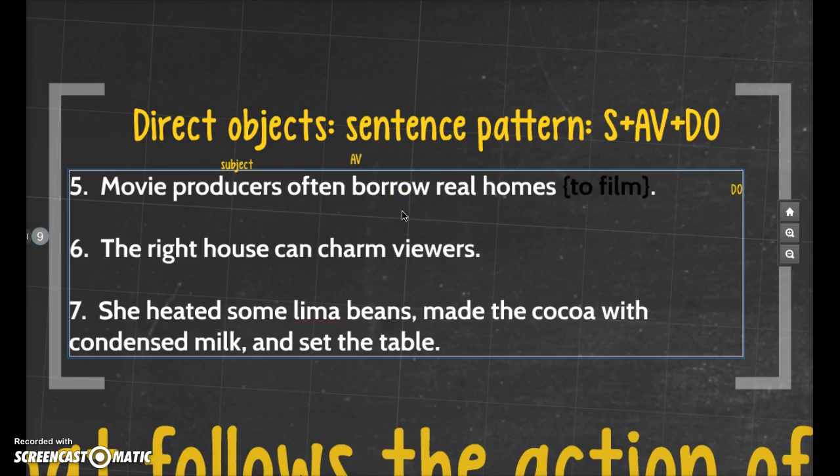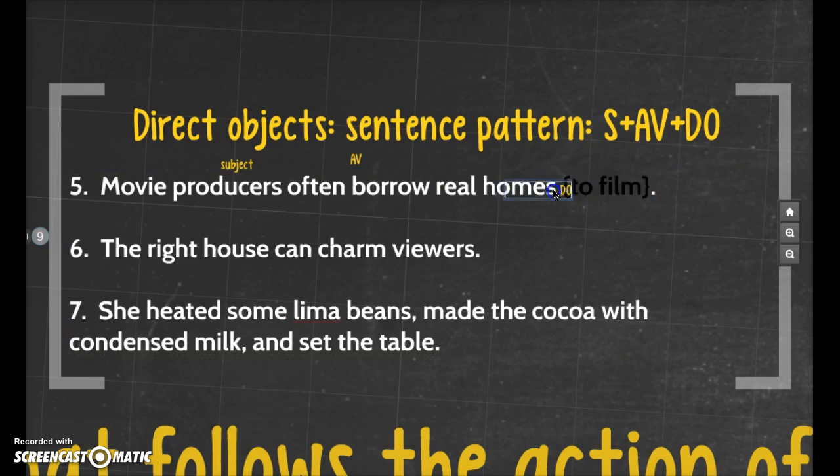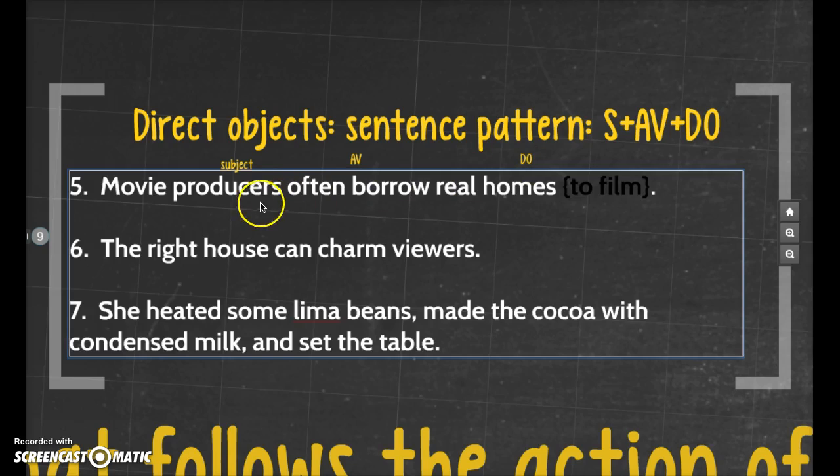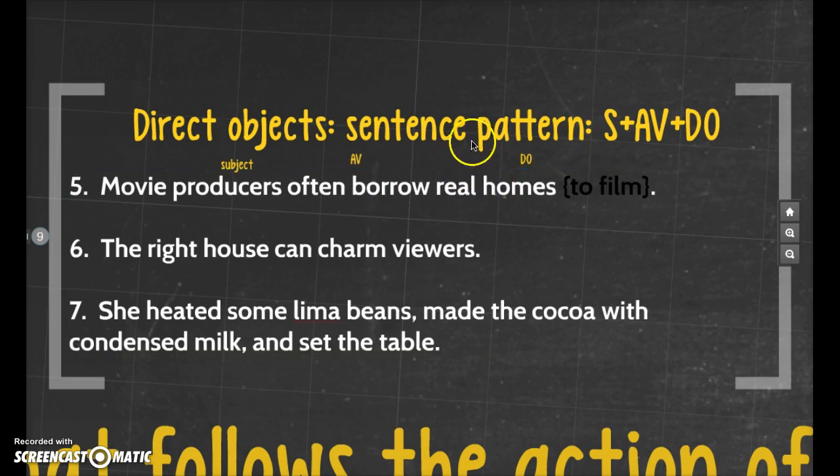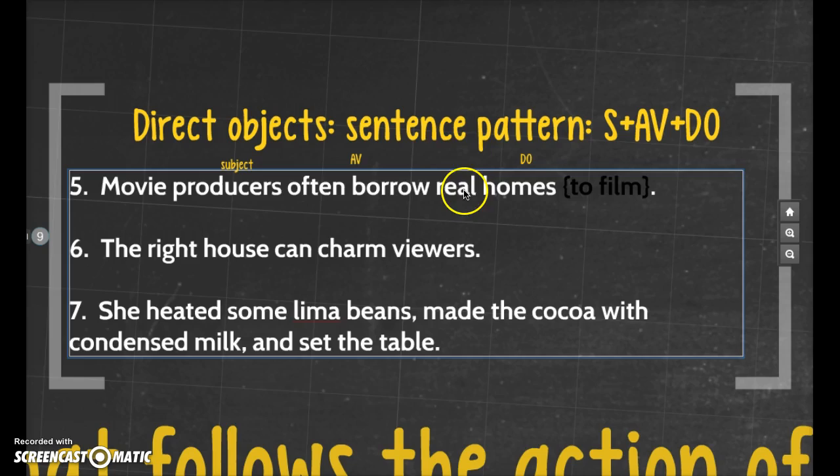Now, what is going to be borrowed? That's going to be homes. So subject, producers, my action is borrow, and what is being borrowed? Homes. Remember, real is going to act as an adjective describing my noun. So be aware of that.